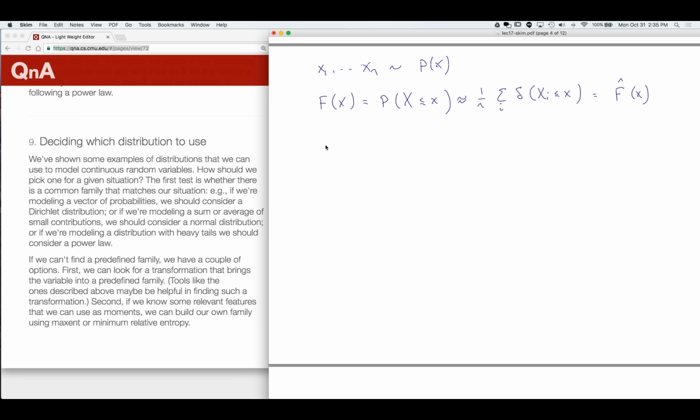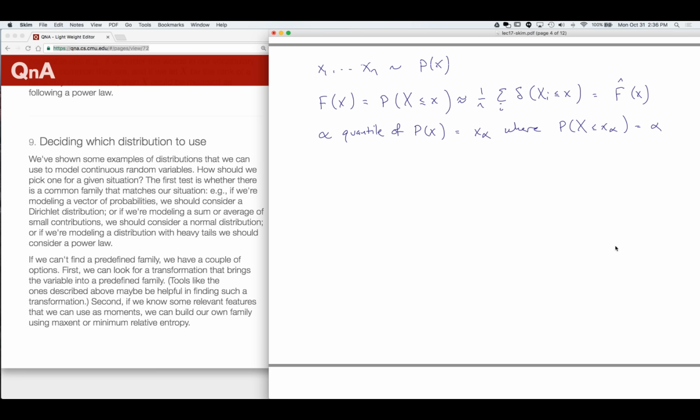So, let's call it the alpha quantile of a distribution is equal to the number x alpha, where the probability that x is less than or equal to x alpha is equal to alpha, right?